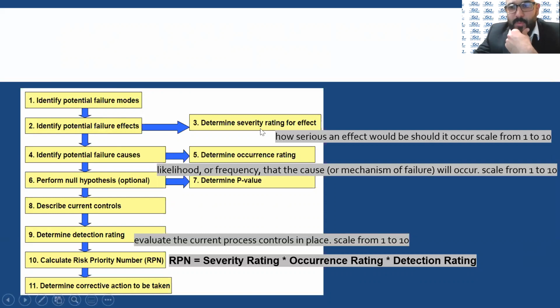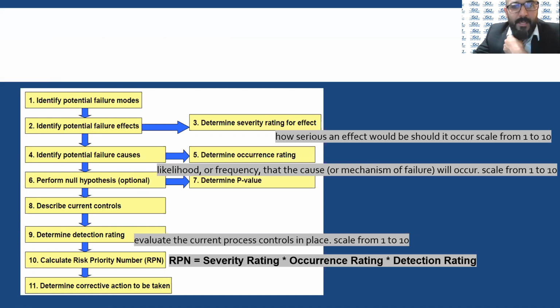Now this would be the first parameter. You need to identify how serious is this effect. Is it difficult? And this should be a rate of scale of 1 to 10. 1 means the lowest, not severe. 10 is serious, severe, or very dangerous.